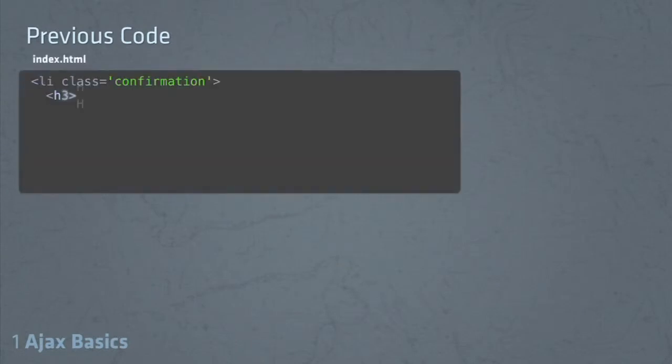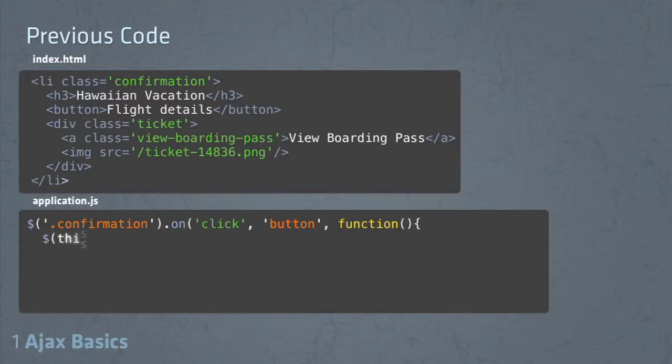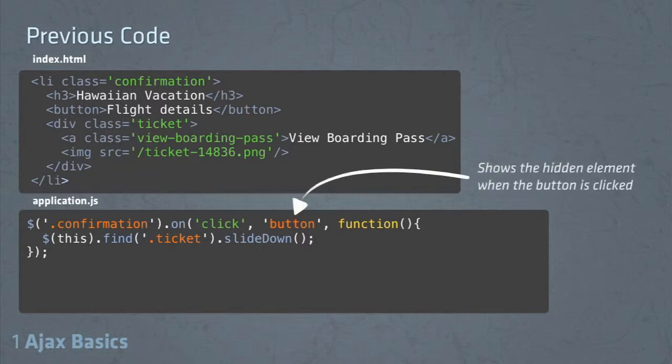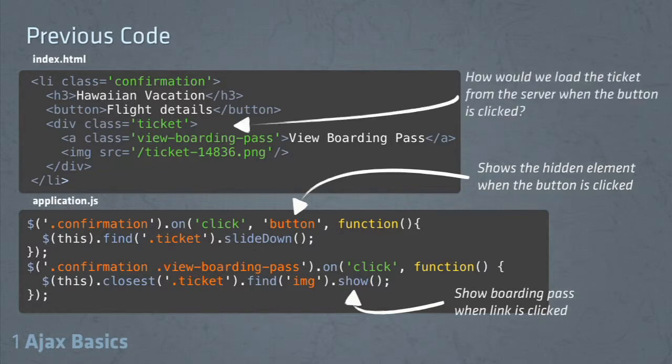Here's some of the code from that Try jQuery example. You can see we have a title, Hawaiian Vacation, a button, Flight Details, and then a div where we can click to view the boarding pass. But none of the data we need is loaded in there yet. Then we have some event handlers, so if someone clicks the button inside the confirmation class div, it will find the ticket and reveal it. Then we have another click handler that looks for the View Boarding Pass link, and if that gets clicked, it will show the boarding pass. So how would we load the ticket information inside that ticket div from the server when our button gets clicked?